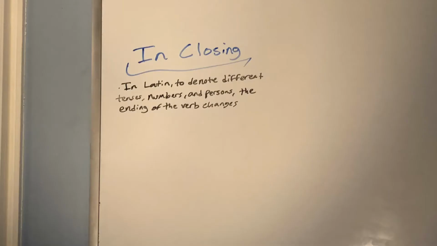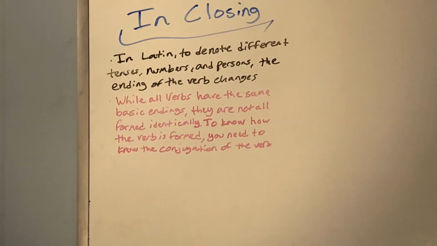All right, that's pretty much it. Let's close this video out. In closing, in Latin, to denote the different tenses, numbers, and persons, as well as mood and voice, the ending of that verb will change to accommodate that change. While all verbs have the same basic endings, like present tense has the o, s, t, imperfect has the bam, bas, bat, and future has the bo, bis, bit or abo, es, et, they're not all formed identically, like take amat and iacit. Both of those are third person singular presents, but as you see, iacit ends in an it, where amat ends in an at. So they are not all formed identically, and to know how specifically that verb is formed, you need to know the conjugation of that verb.